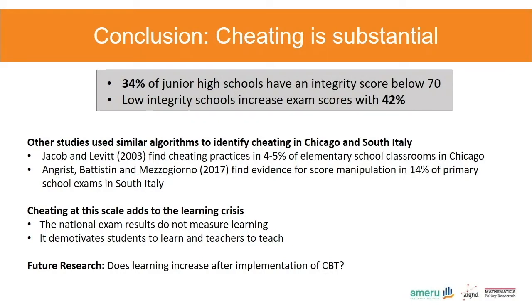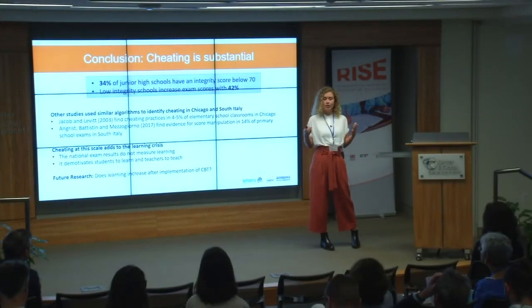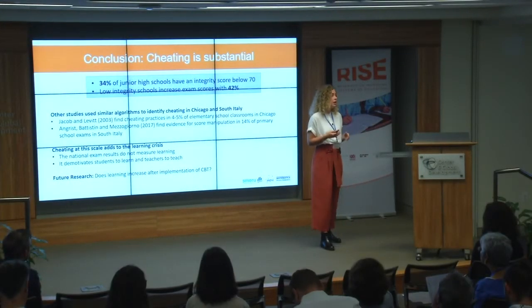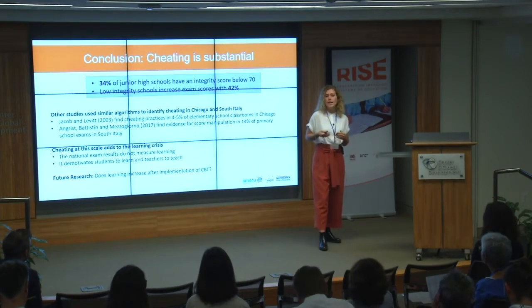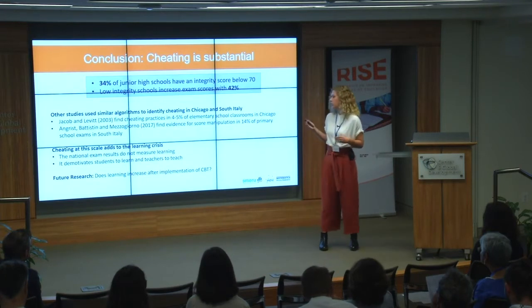Now, there have been some other studies that looked at cheating with an integrity score in Western countries, so in Chicago and South Italy, and they found cheating in about 5% and 14% of the exams. And as Abhijit also showed yesterday, in Indonesia and India, the problem is actually much larger. And when studying the learning crisis, it's very important to take this cheating into account.